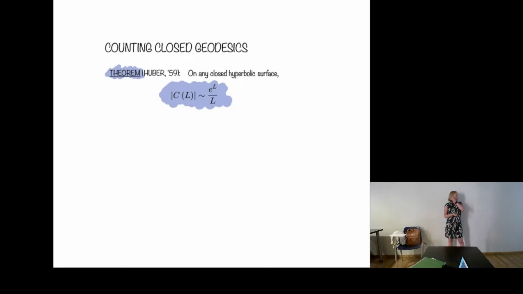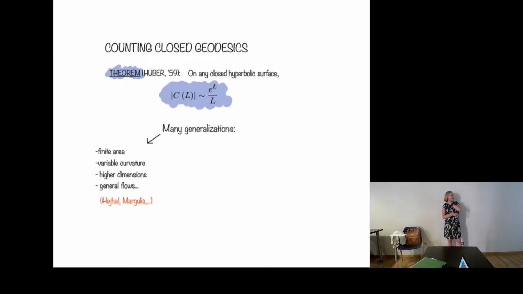And there are many generalizations of this result, which I'm not going to talk about today, but one can generalize it by changing the surface or changing the manifold. So first off, the same result is true for finite area. You could have cusps. I think Huber was who first proved that, but then Margulis generalized this to variable negative curvature and higher dimensions and so on. And there are also more general notions of Anosov flows. The entropy will show up here instead of L, you will get hL, where h is the entropy.